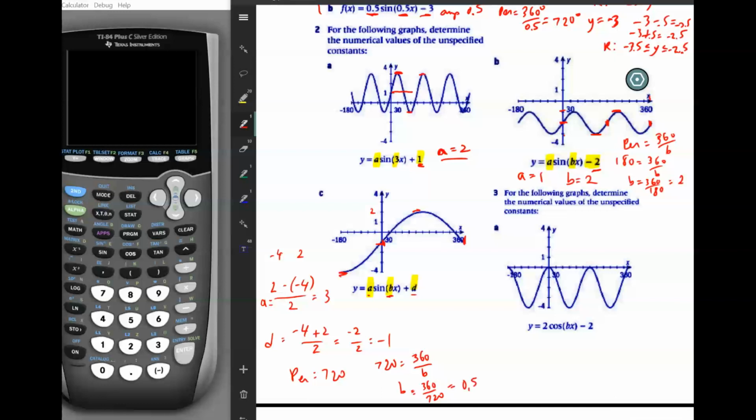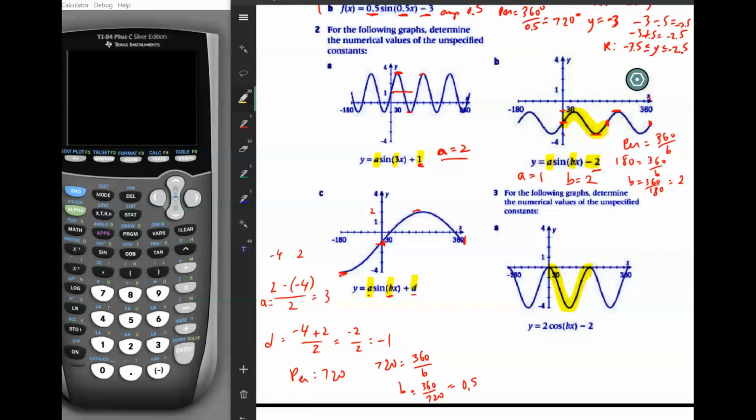For 3A, for the following graphs, determine the numerical values of the unspecified constants. This time, they're giving us cosine. The difference between sine and cosine is that sine, as you can see, starts at the middle, goes up, then goes down and comes up a little bit again. Cosine starts at the top, goes down, and goes up again. That's one cycle.